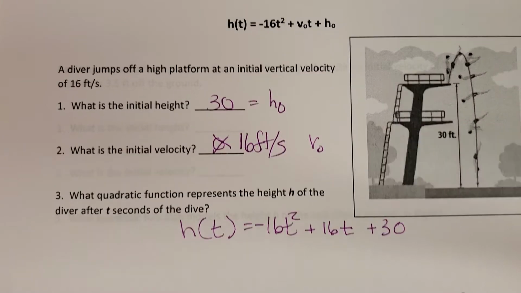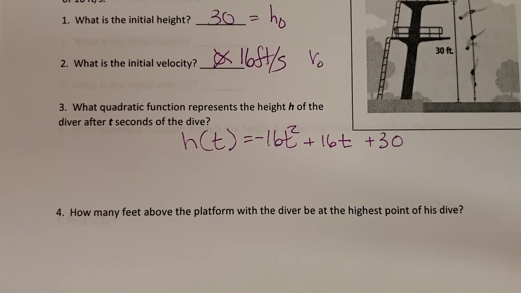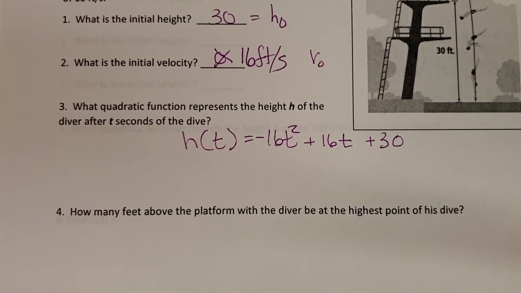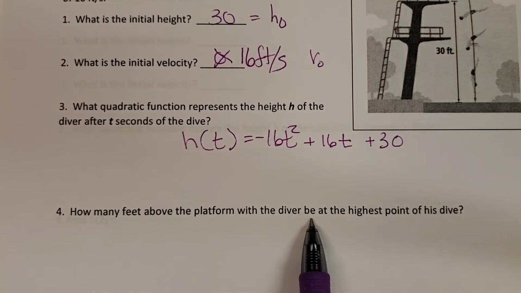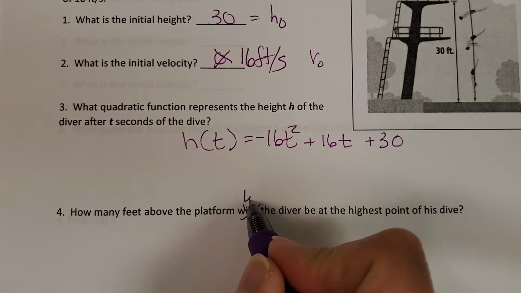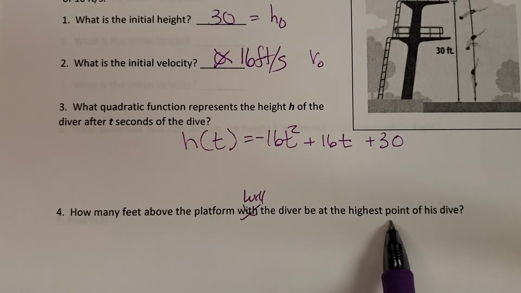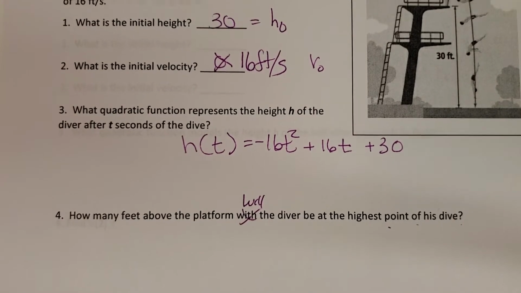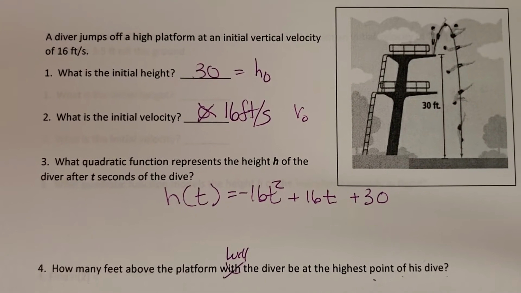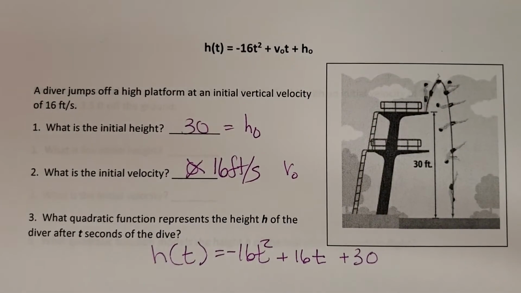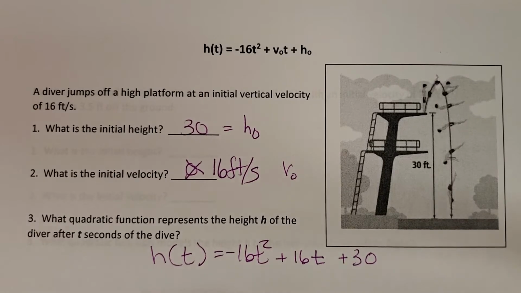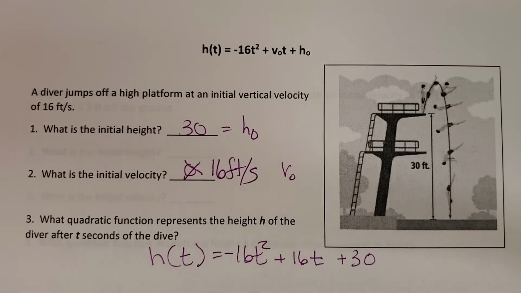That is our equation. If we have that equation, we can answer a whole bunch of questions. It says, how many feet above the platform will the diver be at the highest point of his dive? Now, this is where the information that we learned last section is going to come into play. What do we call this highest point right here? Hopefully you remembered, it's called the vertex. That's right, the vertex. We have to find that.